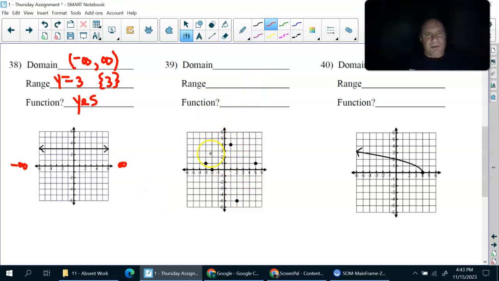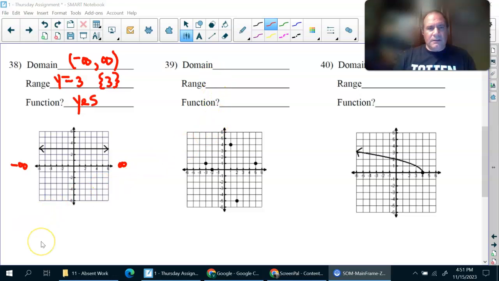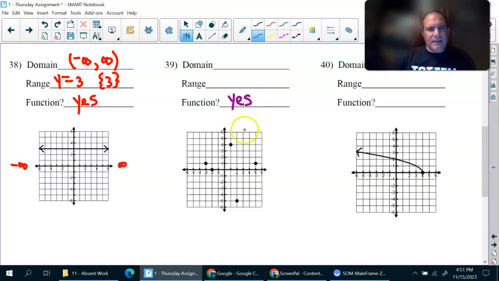For number 39, all right, this one right here, it is a function. If you did a vertical line test here, you would see that it is a function. I'm just going to list the coordinates just to make sure that you know where I'm getting that domain. Actually, I'm not going to list all the coordinates. I'll just give you the domain here. This is -3, and I'm getting it from this x. This is -2.